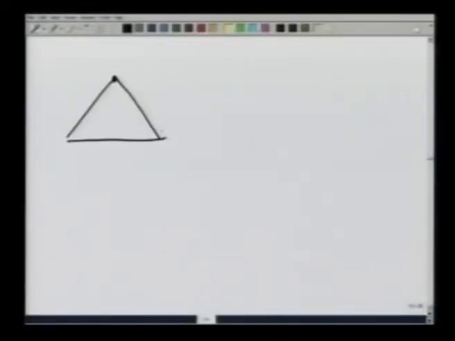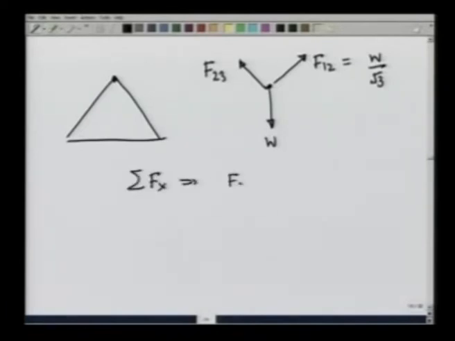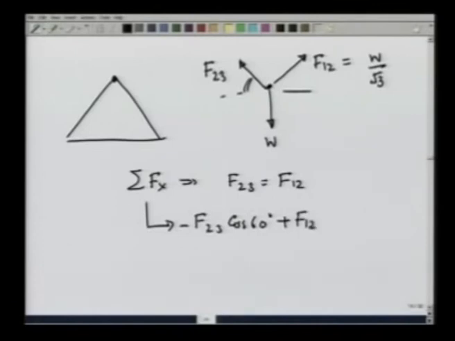If I go to point 2 here, then according to the way we have made forces, point 2 would be feeling a force this way, which is F 2, 3, a force this way which is F 1, 2, which we have already determined to be W over root 3, and a force this way which is W. Now, summation F x then gives you that F 2, 3 should be equal to F 1, 2. Of course, this comes with F 2, 3, this angle is 60, cosine of 60 degrees with a minus sign, plus F 1, 2 cosine of 60 degrees is equal to 0, and this gives you that F 2, 3 equals F 1, 2 equals W over root 3.